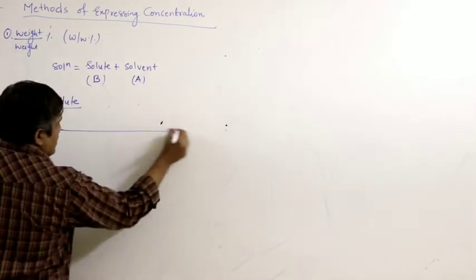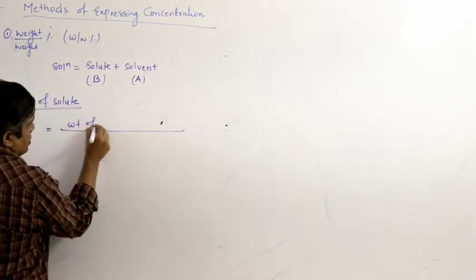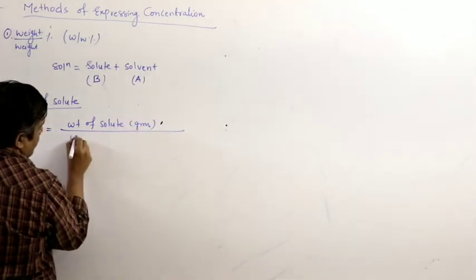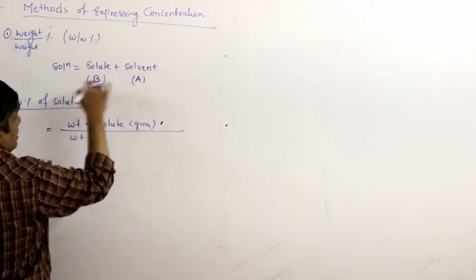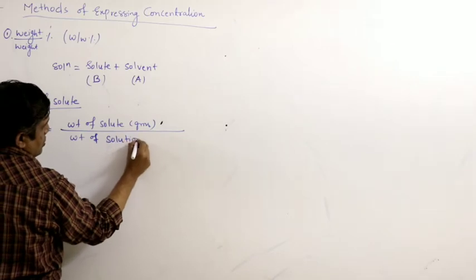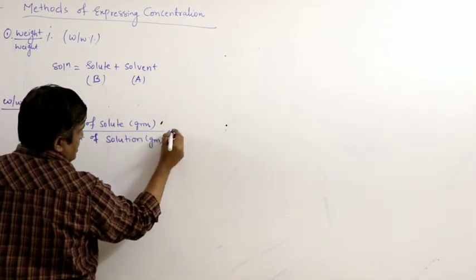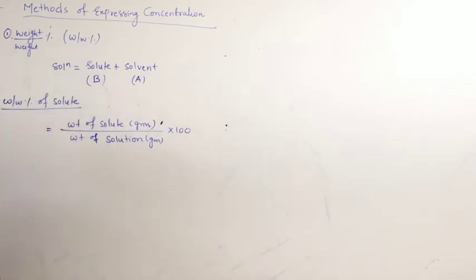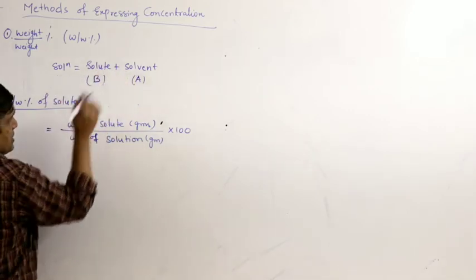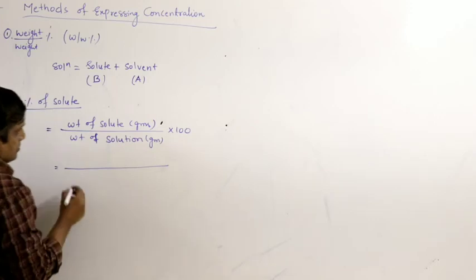This is defined as weight of solute in grams by total weight. Total weight is nothing but weight of solution in grams. Since it is percentage, multiply with 100. So it is simply mass fraction. Total weight lo din weight enta. What can I write as weight of solution? Weight of solution is nothing but weight of solute plus weight of solvent.